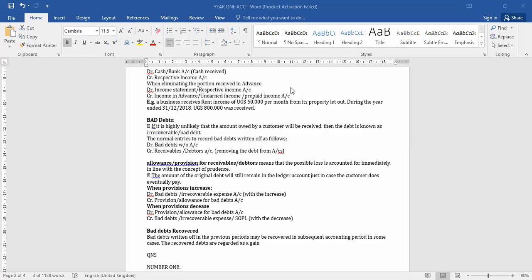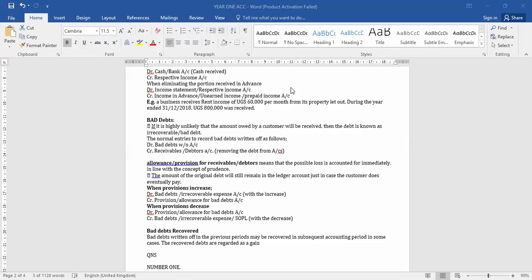Then for an accrued income, what happens is you have already issued a service as a business. If you're talking about a landlord, you have allowed the guy to live in your house, but he has not paid yet. So that's what we call accrued income, that is going to pay you in the end. So that qualifies it to be an asset.